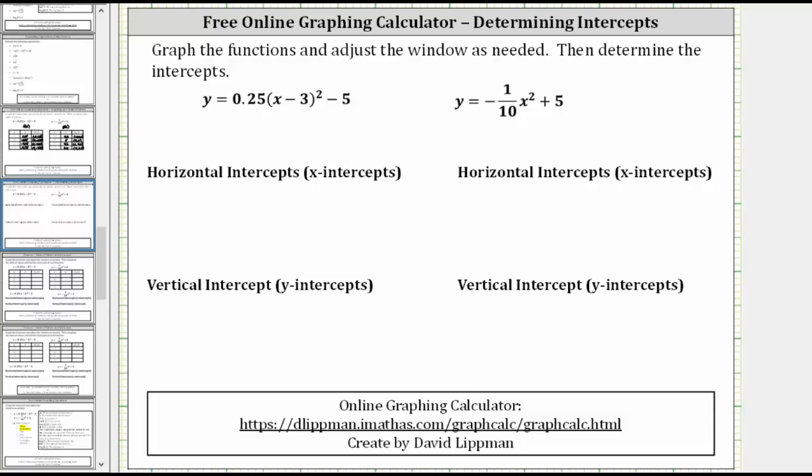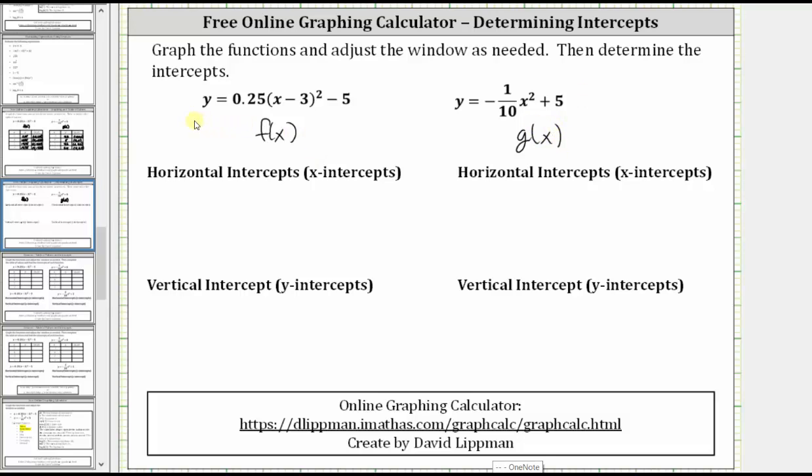In this lesson, we will use the free online graphing calculator linked below to graph a function, adjust the window, then determine the intercepts. The first step is to enter the functions into the calculator, and the calculator does use function notation. We'll let the first function be f of x, and the second function be g of x.